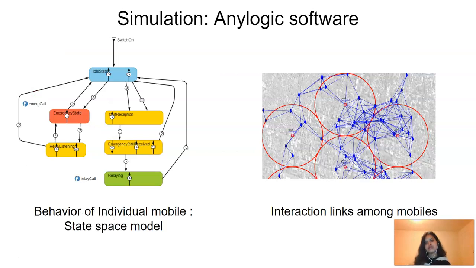Next, I will explain the simulation software that I used to assess the performance of the model. I used AnyLogic software. AnyLogic is a software which enables us to build the behavior of a single agent, which in my case is the mobile. I was able to create a state diagram for the mobile, showing its behavior, and it also enabled me to create interaction links between mobiles.